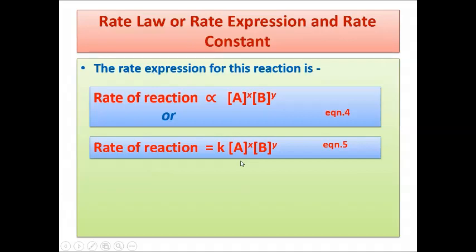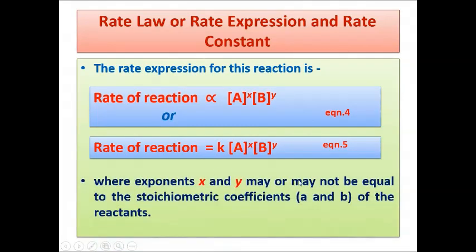So this equation can be written as: rate of reaction is equal to k into concentration of A into concentration of B. That means k into molar concentration of A raised to x into molar concentration of B raised to y. And this is our equation 5, representing the general rate equation, where these x and y may or may not be equal to the stoichiometric coefficients a and b of the reactants.